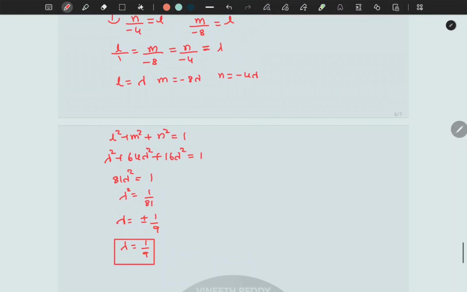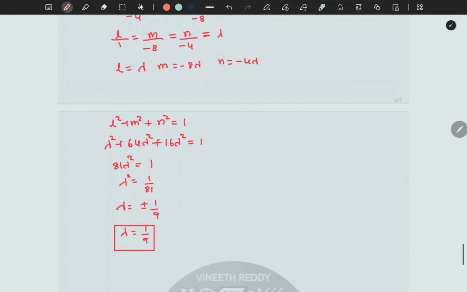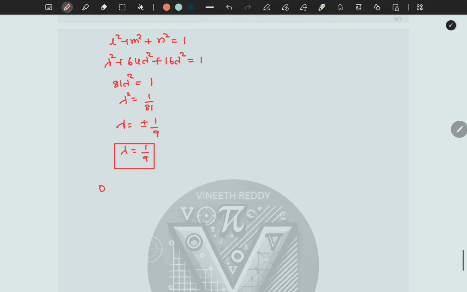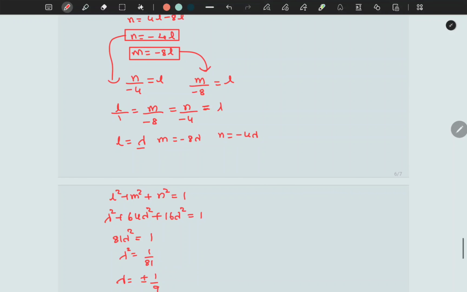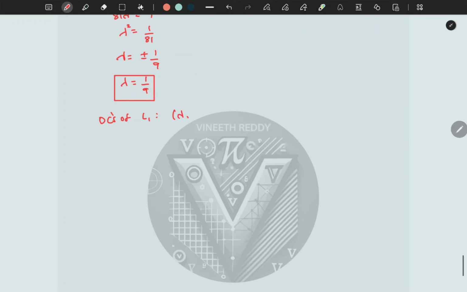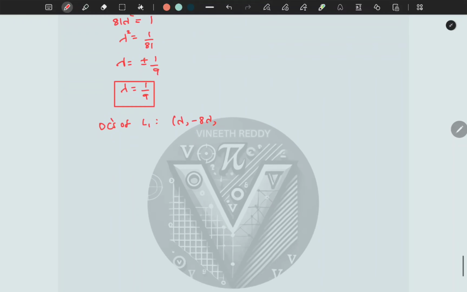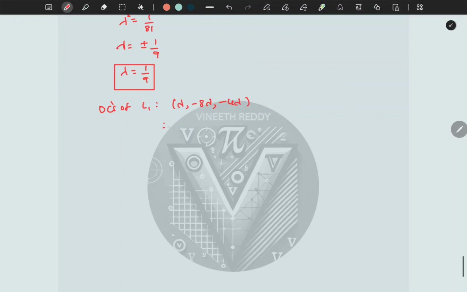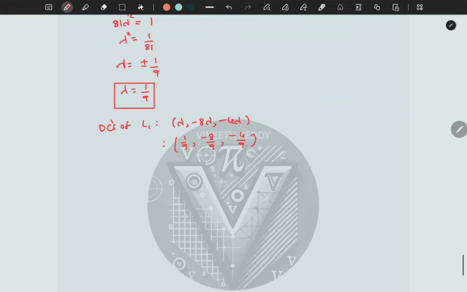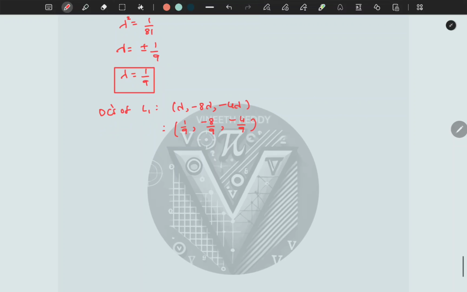So in case 2, the first line has direction cosines, let me write them down. The direction cosines of L1 will be lambda, minus 8 lambda, minus 4 lambda. So we can write 1 by 9, minus 8 by 9, minus 4 by 9. You may be wondering why I did not choose minus 1 by 9. Dear students, you can take minus 1 by 9 also, it doesn't matter. You will still get the correct answer. I am choosing plus 1 by 9.